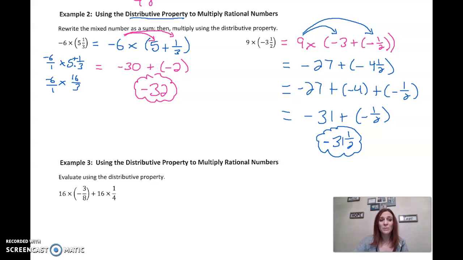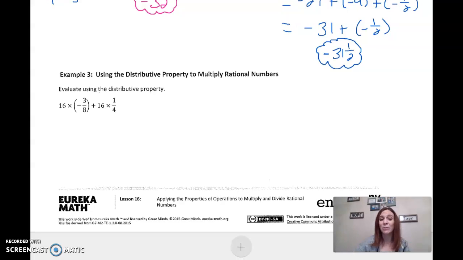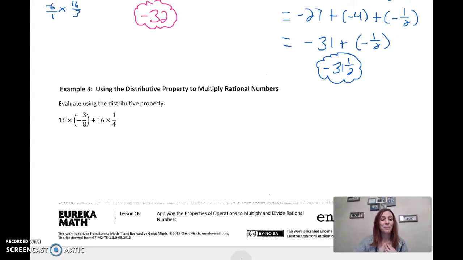Okay, so notice both of these, we expanded our mixed number and used our distributive property. Well, now we want to be able to think of it as a distributive property in reverse. Okay, here's what I mean. Evaluate using distributive property. It doesn't look the same, and I get that. But notice these both have 16 times. This term over here has 16 times. This term over here has 16 times.